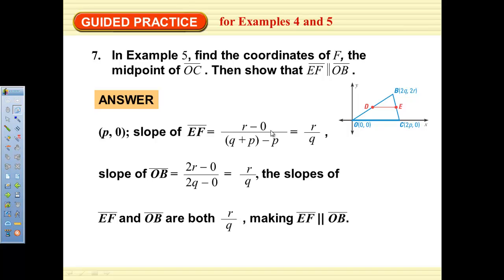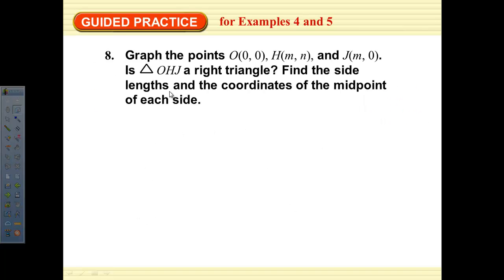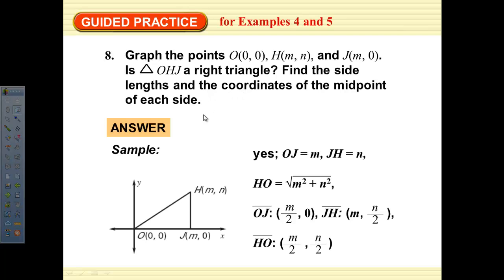Again, R minus 0 is R, Q plus P minus P is Q. 2R over 2Q gives us R over Q. Since they're both R over Q, the lines are parallel. And then for this last one, it says to graph these points and find out if it's a right triangle. We want to find the side lengths and the coordinates of the midpoint for all the sides. So here's a sample problem.